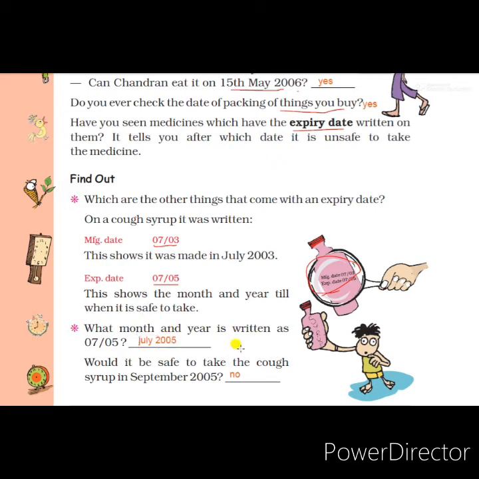What month and year is written as 7/5? 7 means the 7th month. You count January as the 1st month, February 2nd, March, April, May 5th month, June 6th month, and 7th means July. So you write 7/5 means July 2005. 7 means the month of July, 5 means 2005.